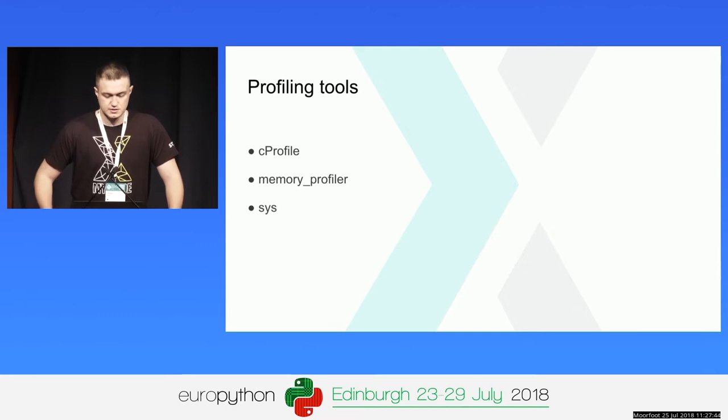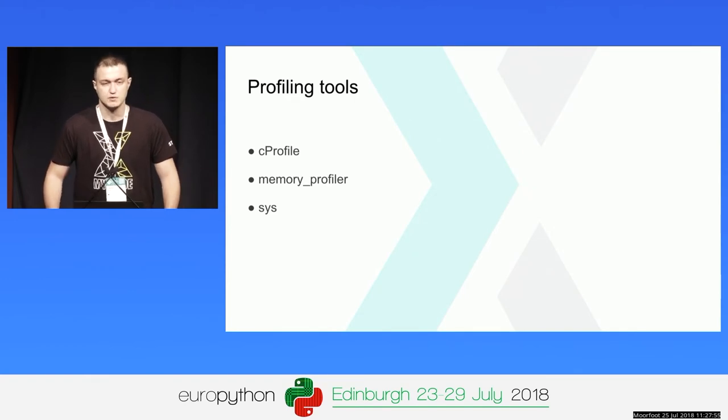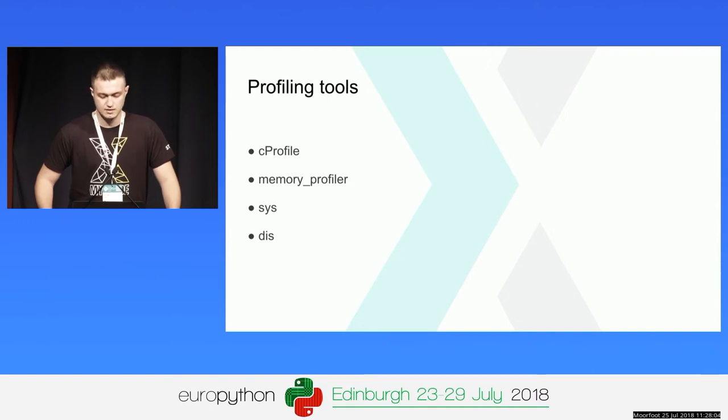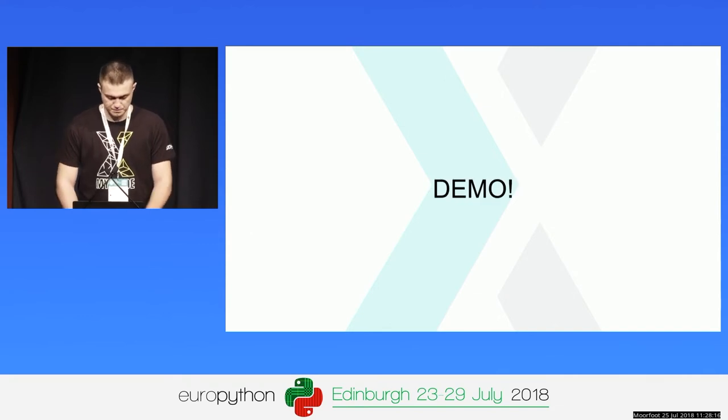Next one is Sys. It's a built-in library. It provides us with a low-level operating system API, which we can use to inspect, for example, CPU usage of the process or the memory. And the last tool is dis. It's also a built-in library. We can use it to disassemble the Python code and inspect it on a lower level. Okay, so now it's time for the demo.